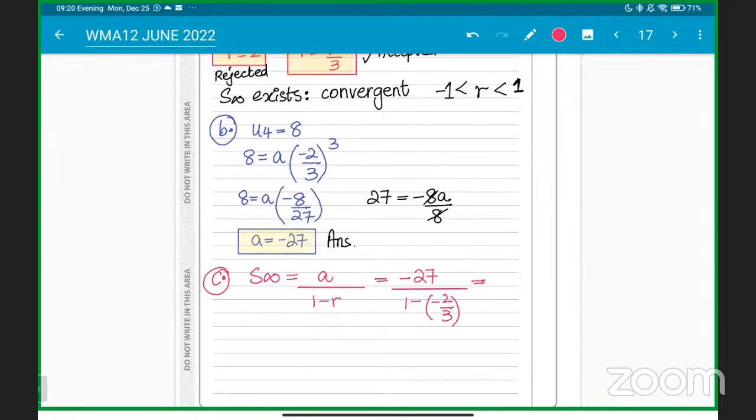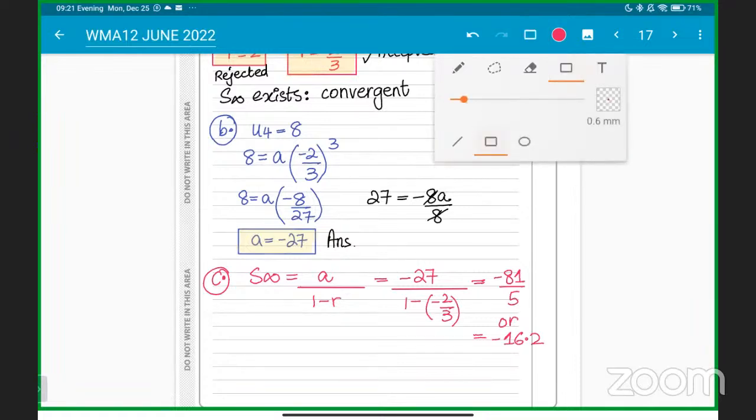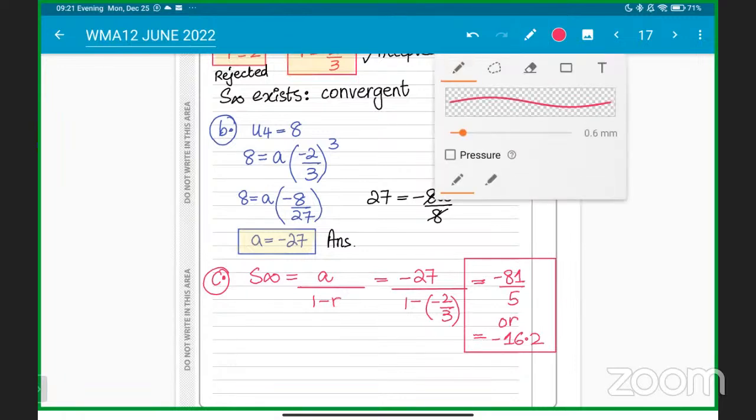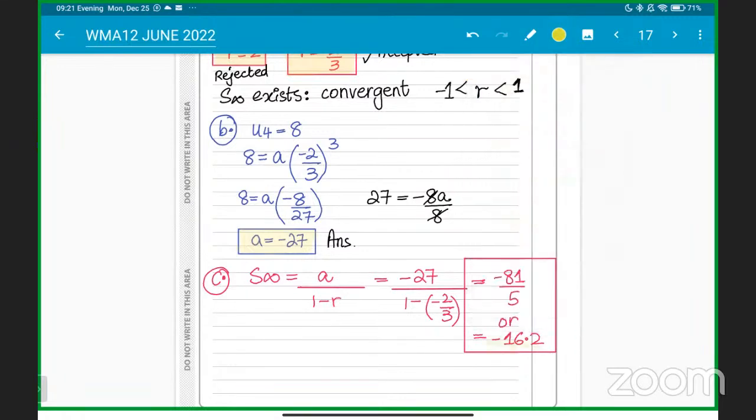Whatever the answer is, whatever the calculator is giving, that is the answer. That is negative 81 over 5. You can write it as a fraction or you can give it as a decimal as well. It can come negative as well. As we can see, the sum to infinity can come negative. It's not a problem. Clear on this? Infinity means from negative infinity to positive infinity. Okay, clear on this? Got it? Yes, sir. So this question is also done. Part A, B, and C.